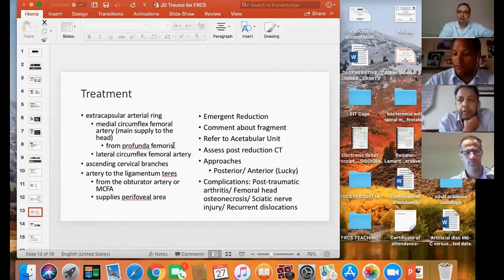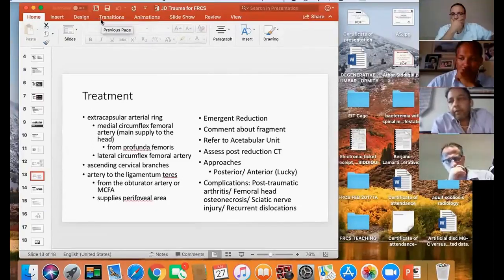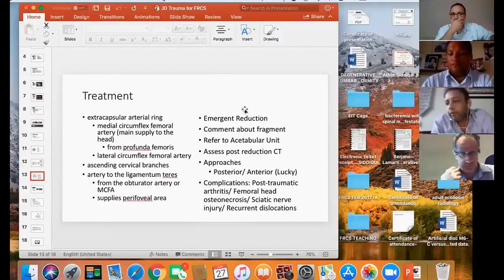You assess post-reduction CT, you transfer images to the hip unit or acetabular unit, and then they will ask you to talk about approaches. If you're talking about approaches, again, you're lucky, and you're on safe ground. So that's for the open reduction. So you need to plan. So where is the fracture?